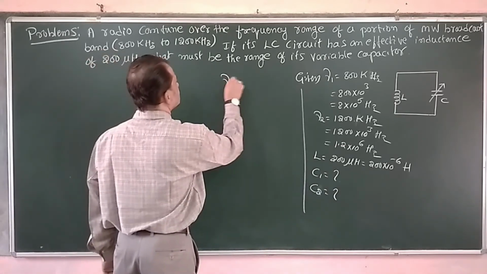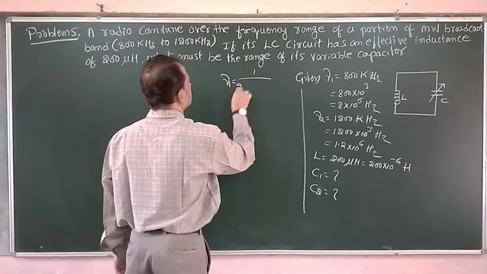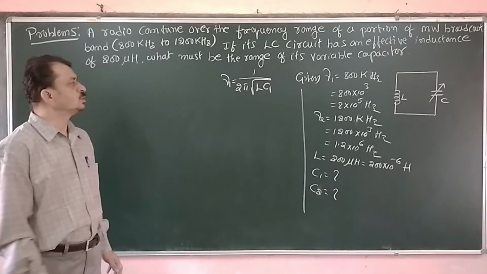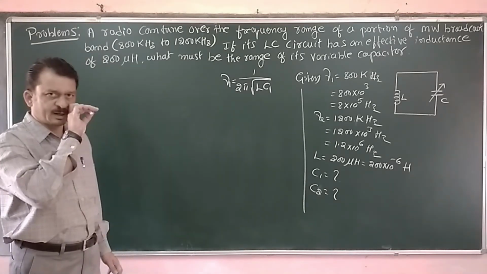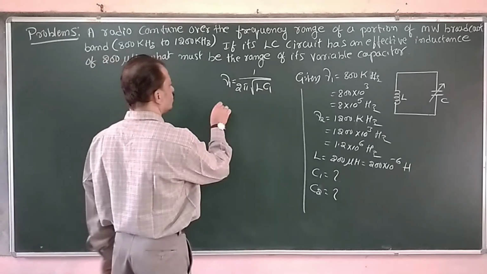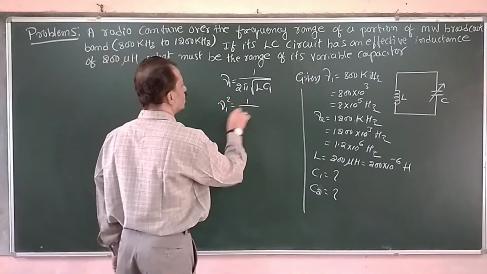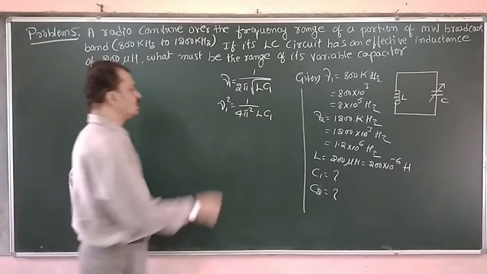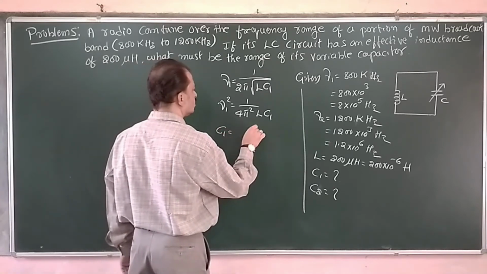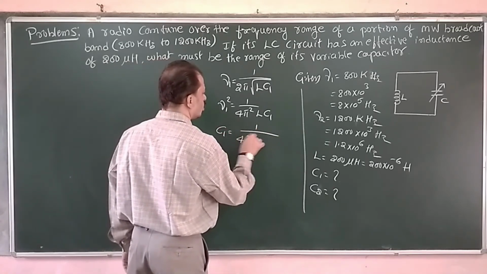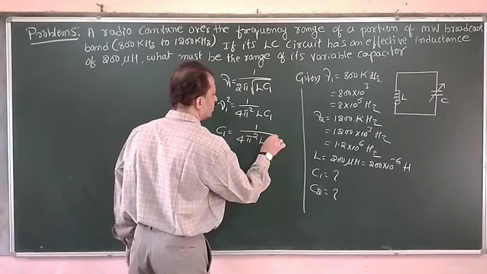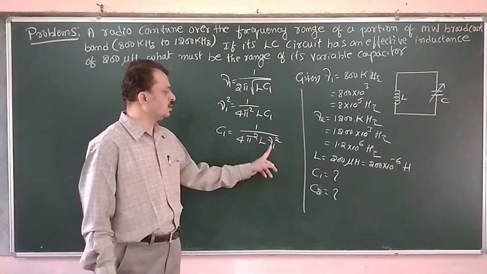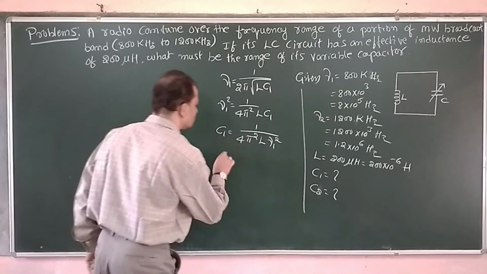Now we know the first resonance frequency is given by 1 upon 2 pi root of L C1. Squaring, we get nu 1 square is equal to 1 divided by 4 pi square L C1. Now what is C1 from this? Therefore C1 is equal to 1 upon 4 pi square L nu 1 square. Now substitute the values and simplify.